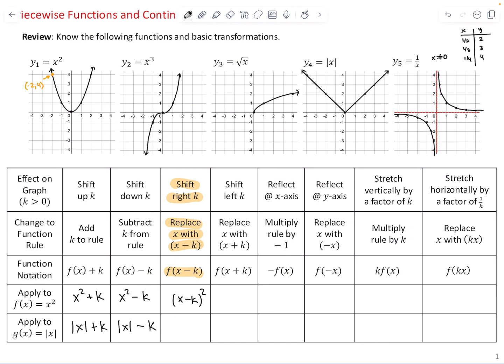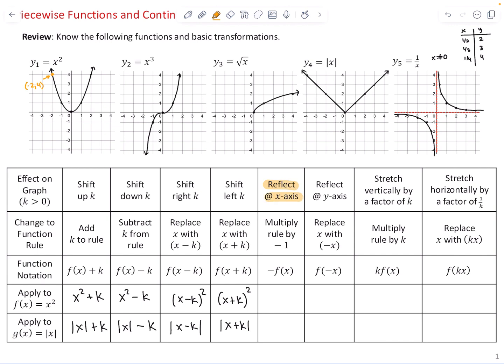In the case of absolute value of x, begin with absolute value of x, remove the x, and in its place, put x minus k. So the minus k is inside the absolute value bars. To shift left k, we do something similar, but replace x's with x plus k. In other words, we are doing a composition f of x plus k. Begin with x squared, delete the x, give yourself some space, and in its place, put x plus k. Absolute value of x, delete x, and in its place goes x plus k.